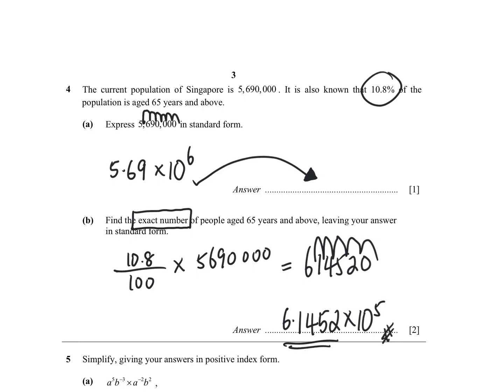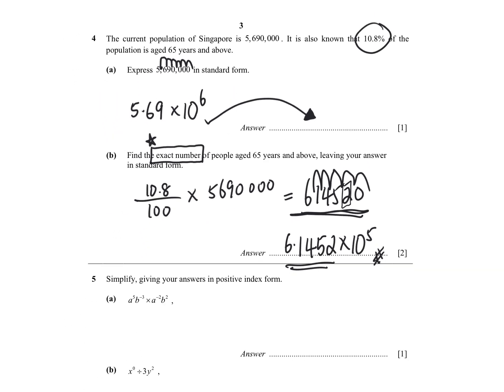Because they want exact, you don't round off. Don't round off at all because they say exact. Because in actual fact, every number that you get rid of here represents a human. So you cannot just throw those human away. So every number is so much.